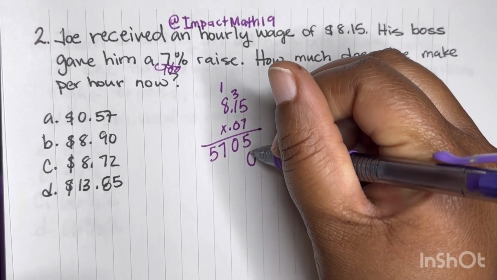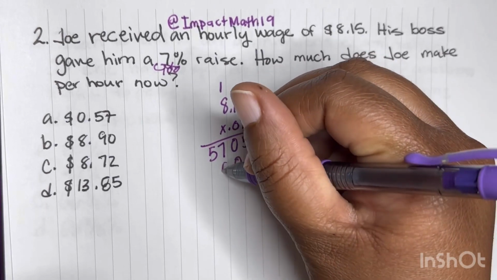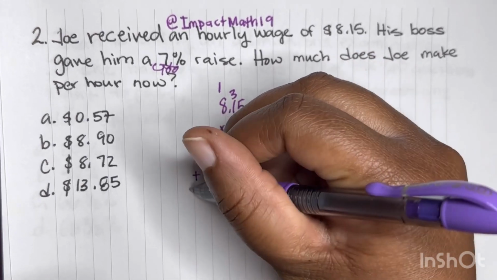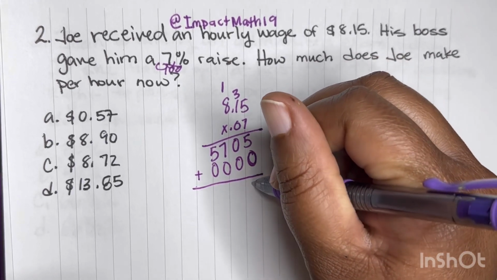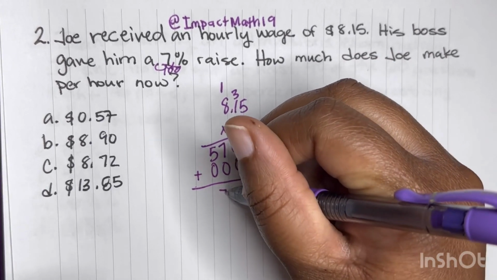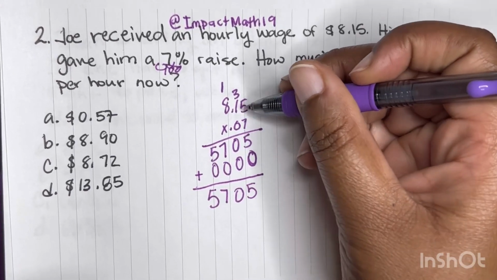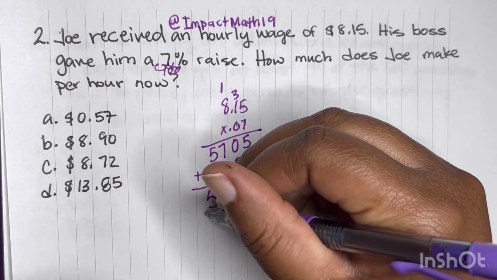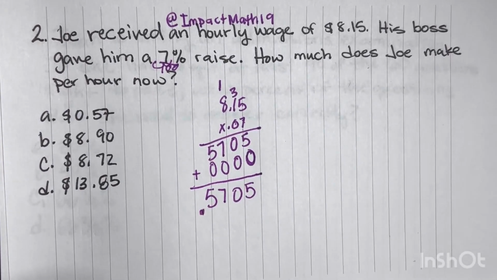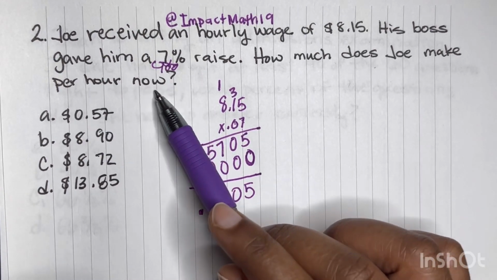We have our placeholder here, okay, because we're moving to the tens. And then that would be 0, 0, 0, okay? We're going to add down here. So we would get 5, 0, 7, 5, okay? But remember, we have 4 digits behind the decimal. So we would count 1, 2, 3, 4. So it'd be approximately 0.5705, about 57 cents. Okay, so 57. So how much did Joe make per hour now, though?